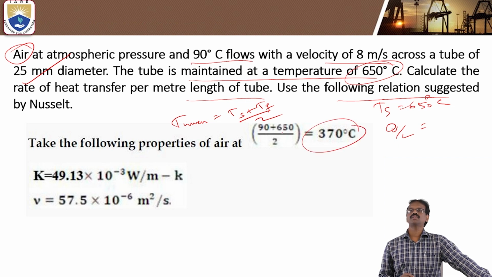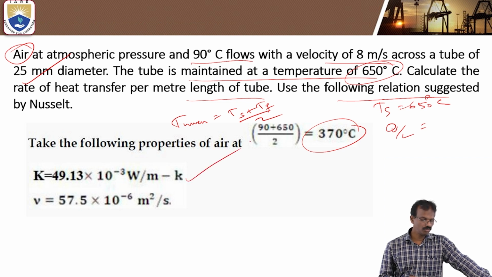With respect to 370 degrees Celsius, you have to take the properties of the air. So the thermal conductivity of that air is equal to 49.13 into 10 to the power of minus 3.